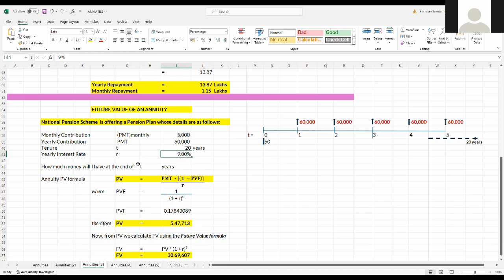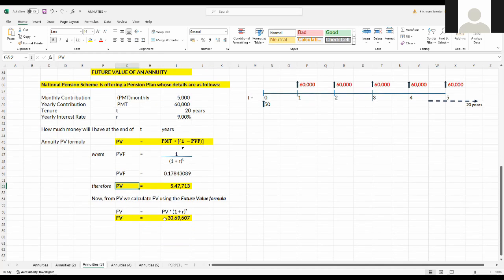Okay, so now same thing, we apply the annuity problem, and what we do is we get a present value of this annuity. Okay, so once we get the present value, we know what is the tenure, what is the time period, and we know what is the interest rate, and so it's very easy to calculate what the future value of this annuity is.